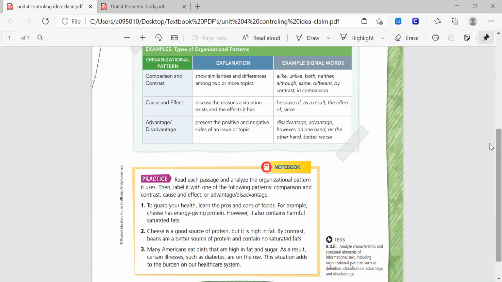And then number 3, many Americans eat diets that are high in fat and sugar. As a result, certain illnesses such as diabetes are on the rise. This situation adds to the burden on our healthcare system. Is this compare and contrast, cause and effect, advantage, disadvantage?